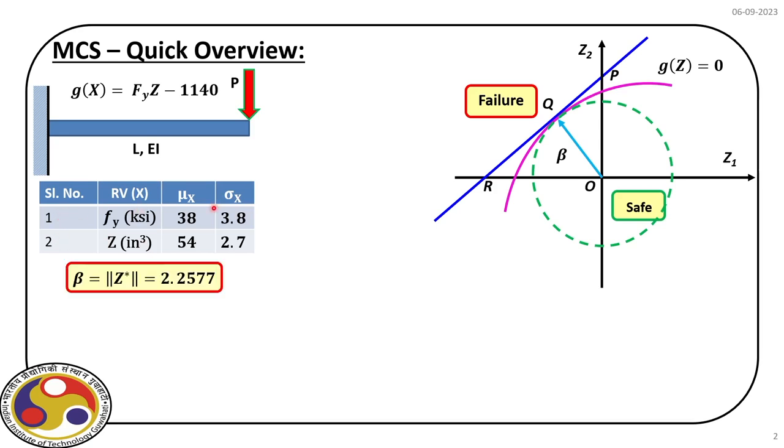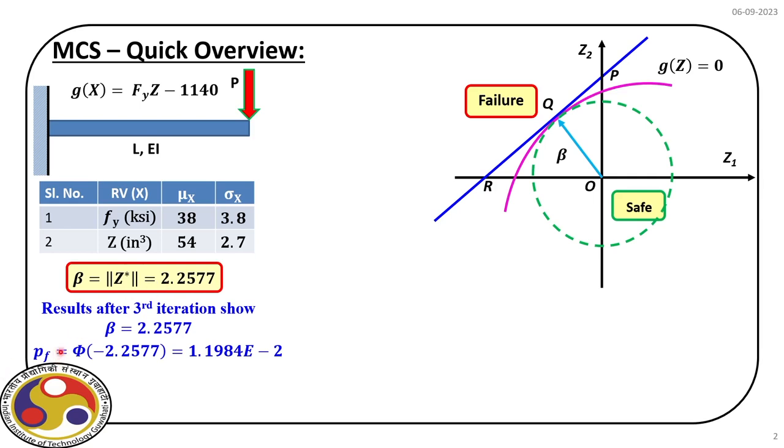Then using first order reliability analysis, we get a reliability index beta of 2.2577. After the third iteration, we get the probability of failure as phi of minus beta, which is 1.1984 times 10 to the power minus 2. Automatically, the question comes to our mind whether this value of beta and PF are correct or not, and how should we verify? For that, we have other reliability analysis models, which we use to verify the results. One of them is simulation-based reliability analysis, and that is the topic of today's discussion.